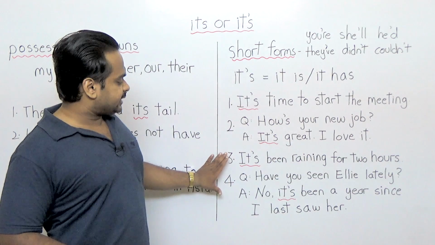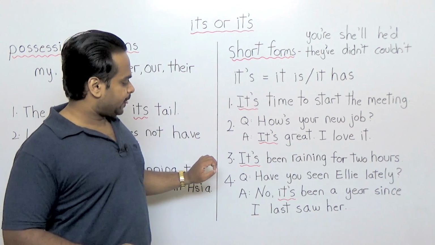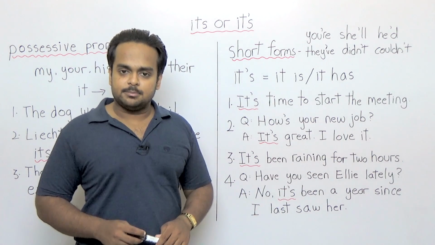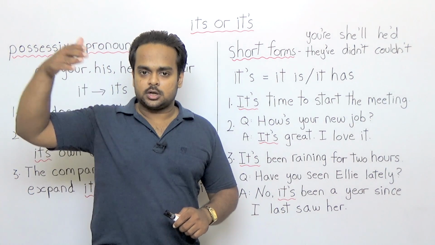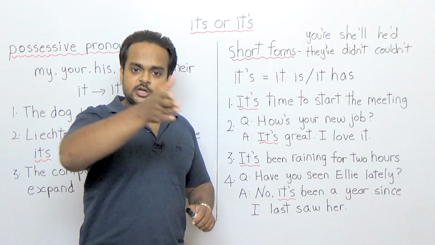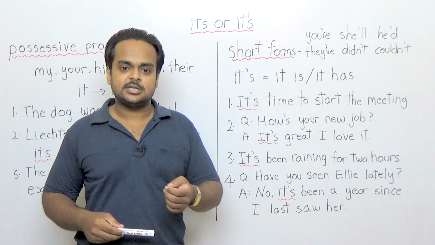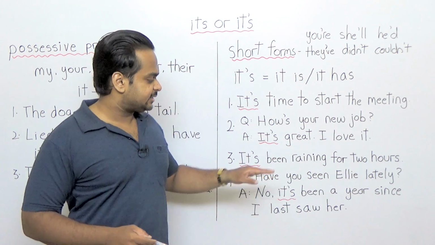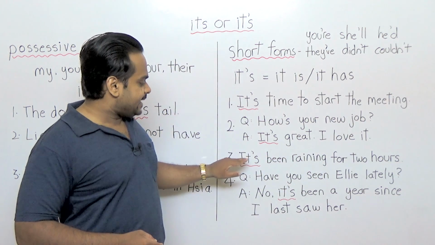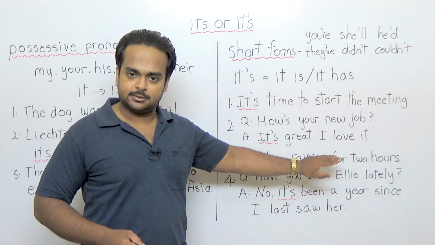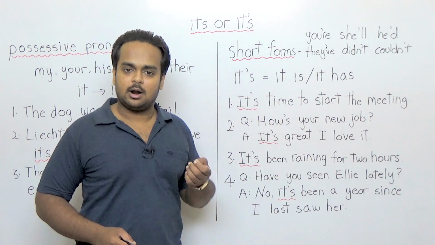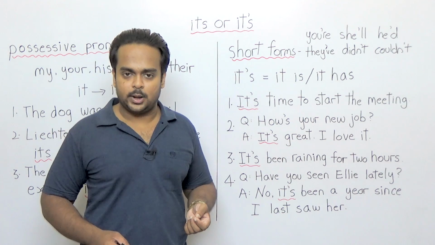In the next two examples, we have it has. Number three, it's been raining for 2 hours. Here the meaning is that the rain started 2 hours ago and the rain is still continuing. So we're using the present perfect continuous tense. That's has been and ing. Okay? So what we're saying is it has been raining. In the shortened form, it's just it's been raining for 2 hours. It's easier to say it that way.